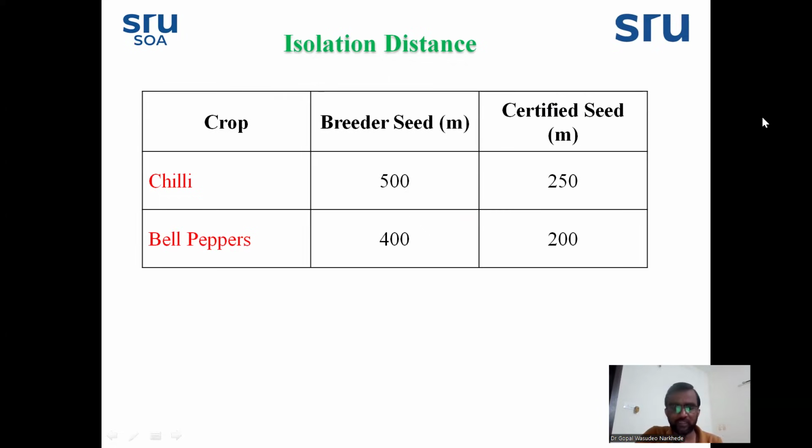So what is this isolation distance? Isolation distance means if you are going for breeder seed production or certified seed production, you have to maintain a safe distance from the same crop field. There should be a 500-meter distance in between two chili plots for breeder seed production and a 250-meter distance for certified seed production. That distance is called isolation distance.